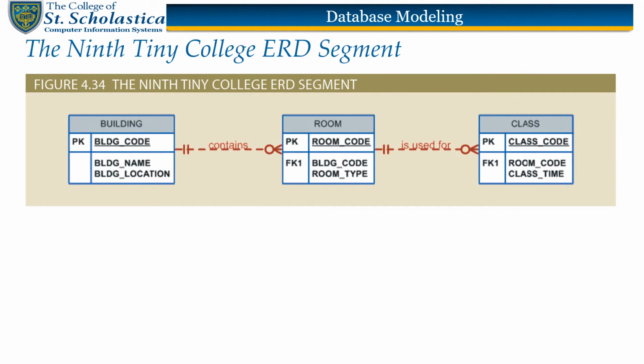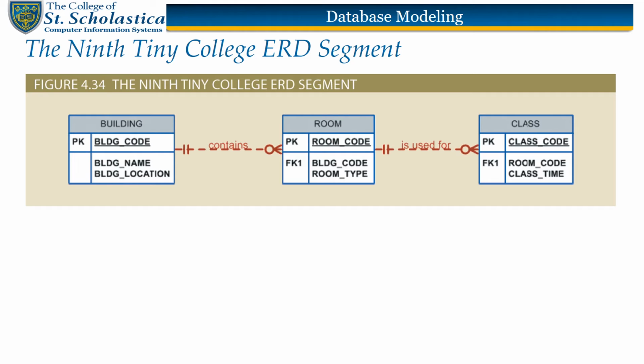As you can see in Figure 4.34, the class entity contains a room_code attribute. Given the naming conventions, it is clear that room_code is a foreign key to another entity. Clearly, because a class is taught in a room, it is reasonable to assume that the room_code in class is the foreign key to an entity named room.